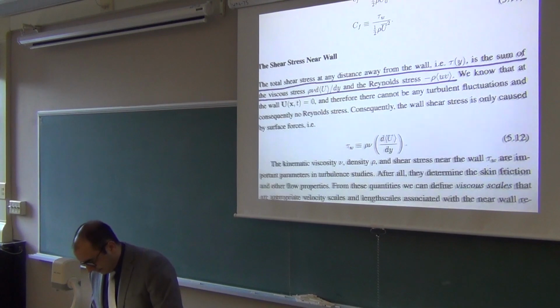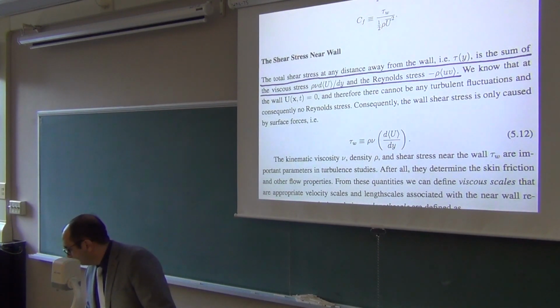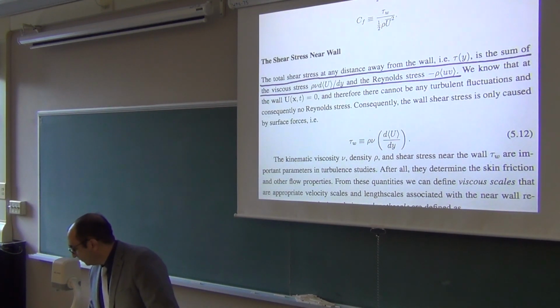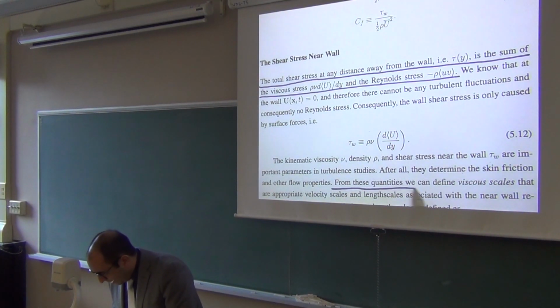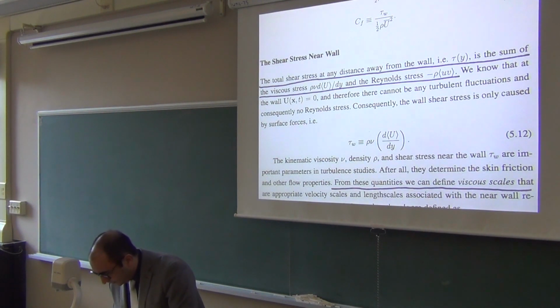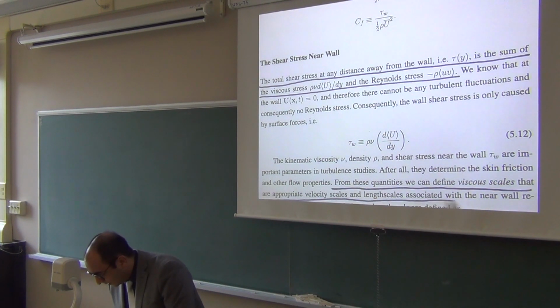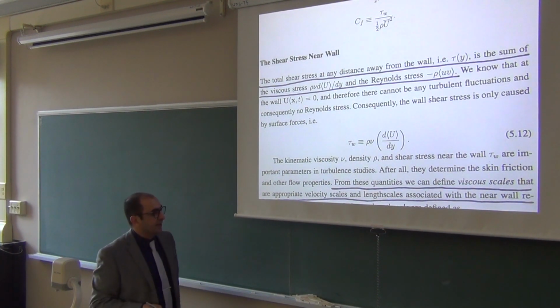People have defined some new scales from the quantities we have had so far. We can define viscous scales, which are appropriate velocity scales and length scales associated with the near wall region. The first one is friction velocity, and the other is the viscous length scale.